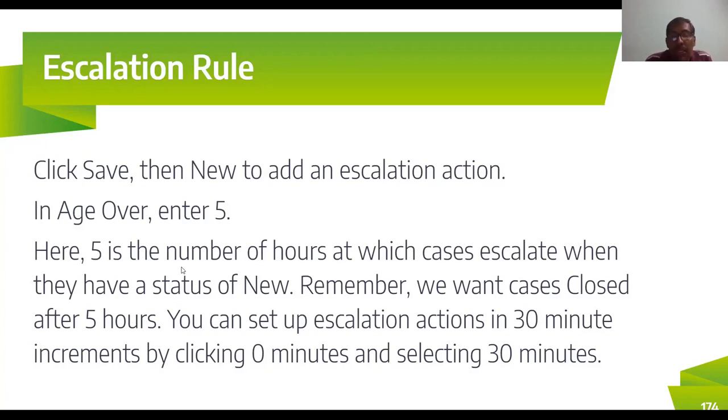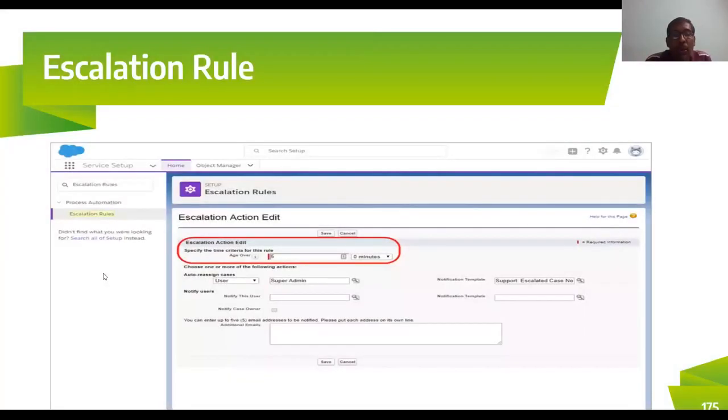You cannot set up the escalation action in 30 minutes, incrementing by clicking 0 minutes and selecting the 30 minutes, right? So likewise, you cannot do it. Now this is how you're going to go for the escalation action: you enter the age here, and then you give the user details.